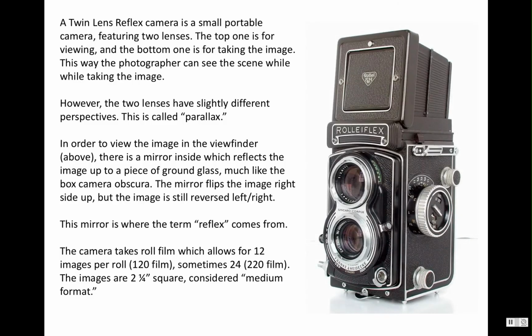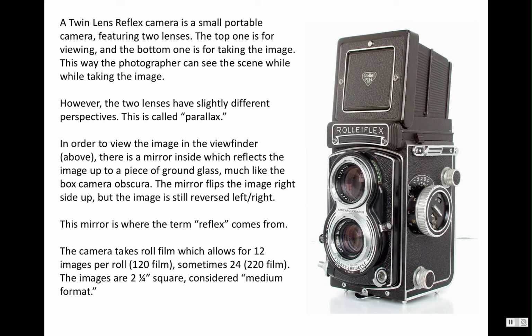The next camera I want to talk about is the Twin Lens Reflex, or TLR. Twin lens reflex, you see, has 2 lenses, hence the name twin lens. Why does it have 2 lenses? Well, the top lens is for viewing the scene and the bottom lens actually takes the photograph. Because of this slight difference in where the lenses are positioned, you're seeing a very slightly different image or different vantage point than the camera is going to take. And we call this a parallax. You have a slightly different view.